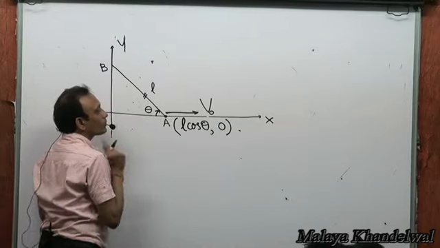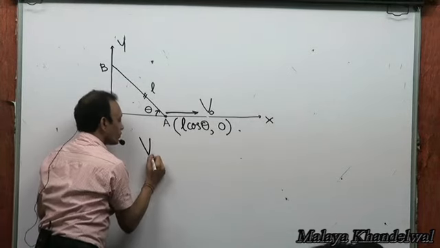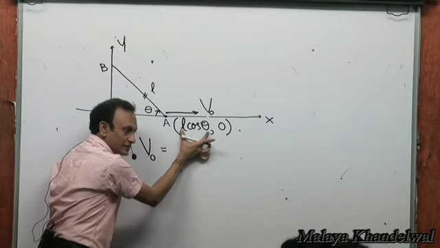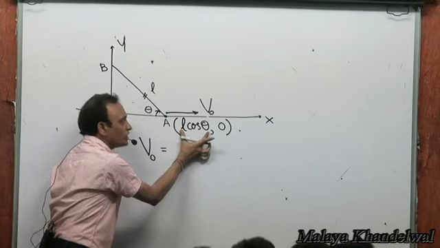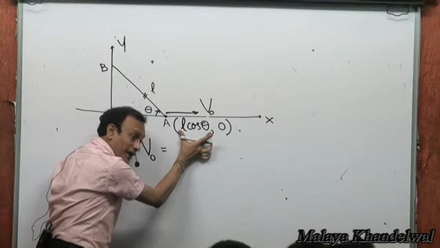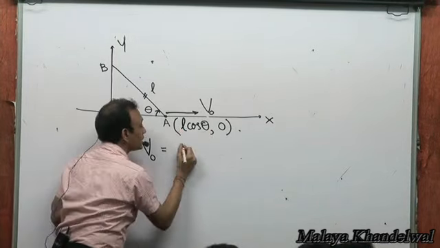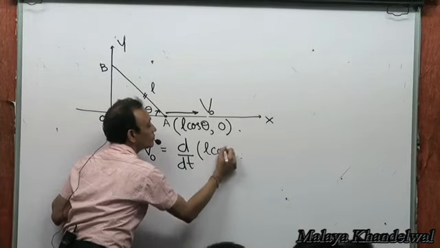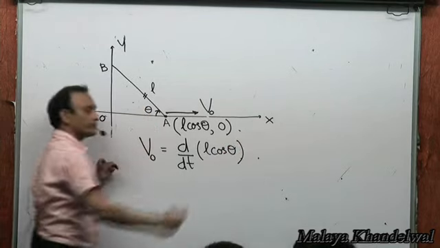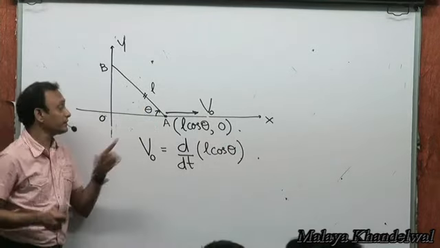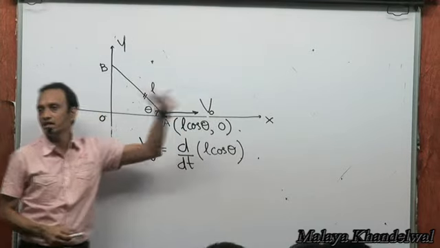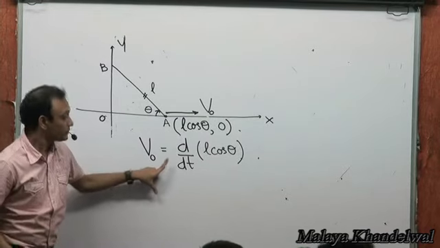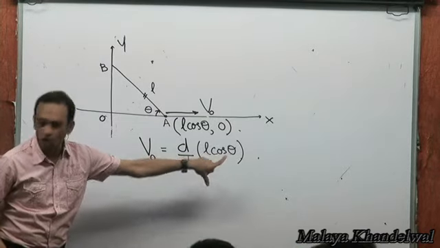Now, what is V0? V0 is actually the rate at which the x coordinate of the particle changes with time. Yes or no? Clear? That means it's d/dt of L cos theta. That's V0, right? A is moving along the x-axis, and the rate at which the x coordinate of A changes with time would measure the velocity of A. So V0 would be d/dt of L cos theta.